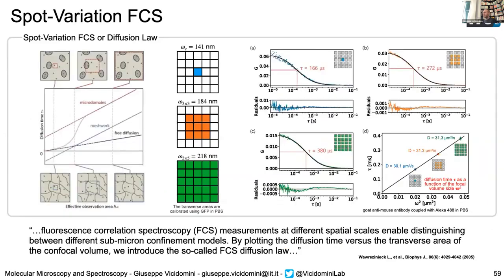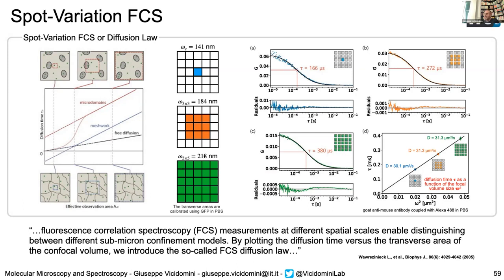I just want to show you one example in which we use this new data set to implement spot variation FCS. Spot variation FCS simply consists in measuring the transit time, or more generally, the diffusion of a molecule at different detection volumes. In the case of the SPAD array, this detection volume can be easily obtained by summing up the pixels of the detector. For example, using only the central element, we end up with a probing region with a size of 141 nanometers. If we take 3 by 3 elements, it's 184. If we take 5 by 5 elements, it's 280 nanometers.